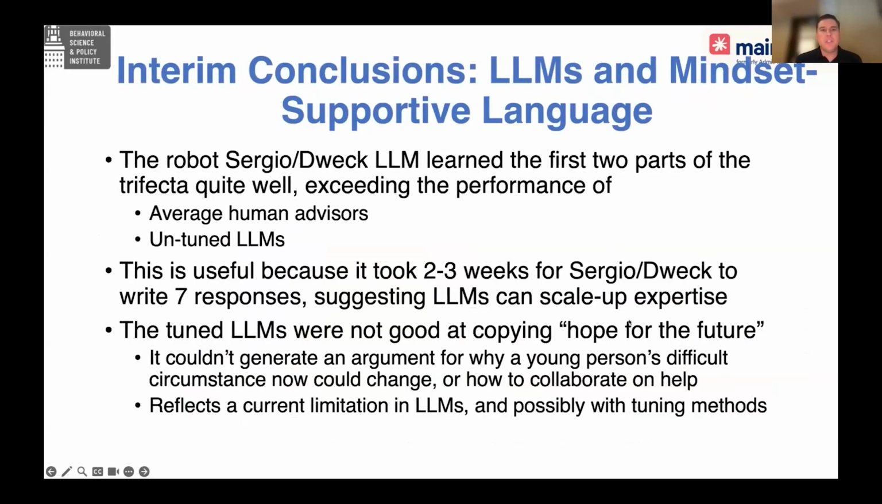So the interim conclusion is that the robot LLM learned the first two parts of the trifecta well, exceeding the performance of average humans and untuned LLMs. This is useful because it took us 2 to 3 weeks to write those 7 text message replies, suggesting LLMs can scale up expertise in some conditions, but they were not good at copying hope for the future. It couldn't generate an argument for why a young person's difficult circumstances now could change or how to collaborate on helping that change. This is an actual limitation with LLMs.